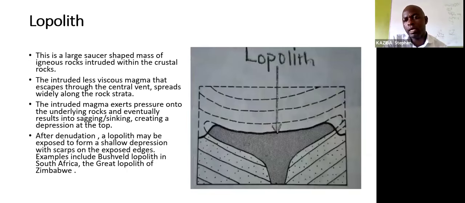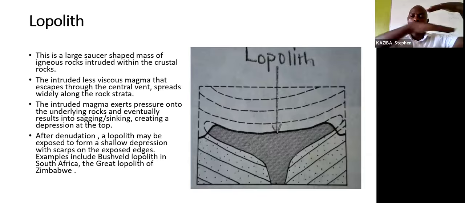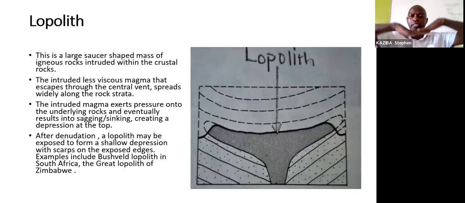And then lastly, a lapolith. This is like a saucer. This forms when magma is intruded along the layers, the horizontal layers. And because of too much weight, it is forced to sink inside. Then when the overlying layers are removed, we shall have the formation of that depression.